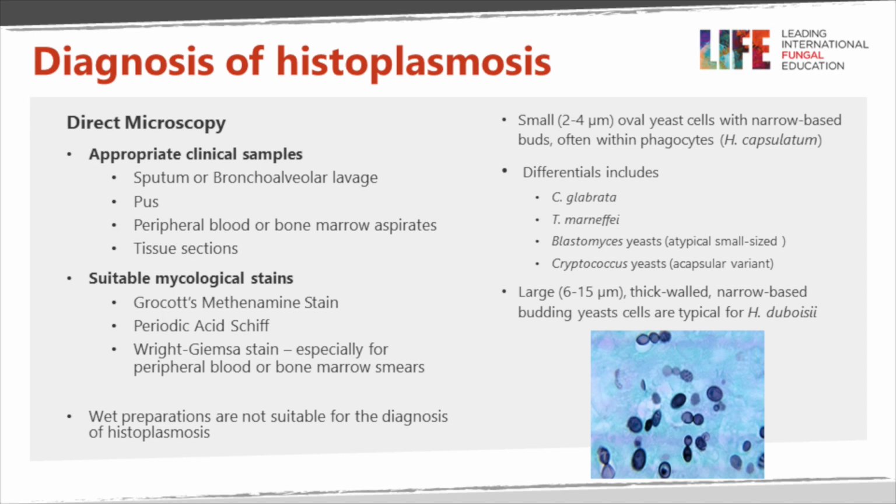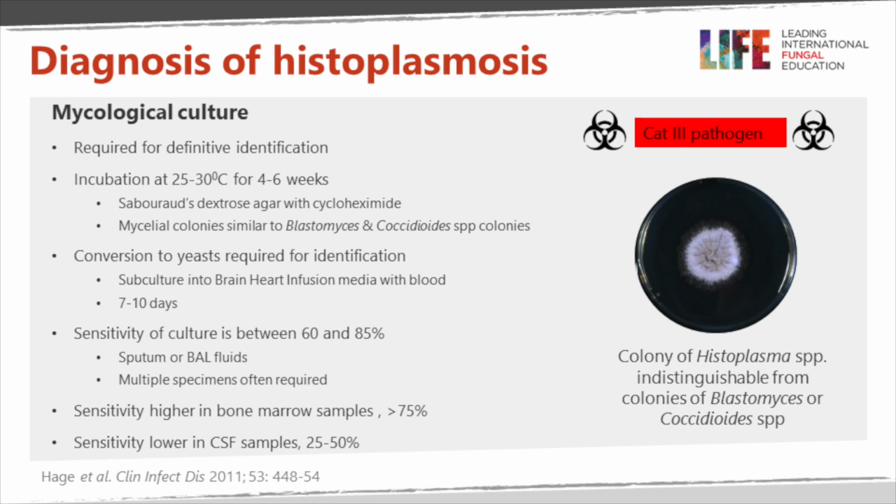Talaromyces marneffei tends to be a fission yeast and a bit longer and isn't a budding yeast, so that differentiation should be possible, although sometimes it can be difficult. Culture is required for definitive identification of the organism, obviously, but it takes 4 to 6 weeks to grow this organism. So in patients with disseminated disease, this is too slow, and many patients in the early phases of the AIDS epidemic who were diagnosed by culture had died by the time the culture became positive.